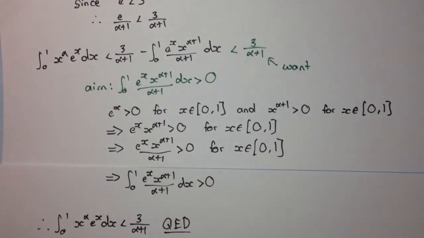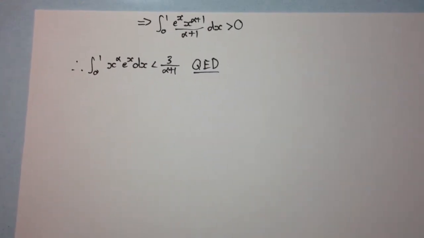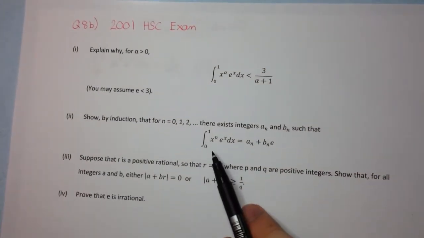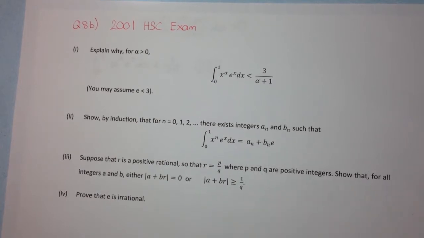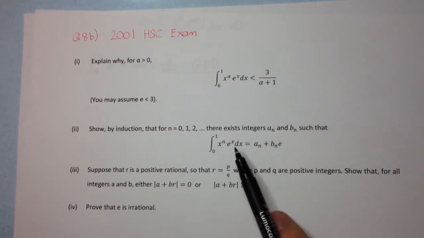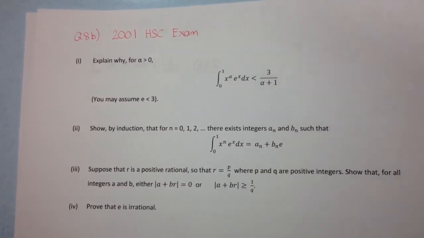We've proven what we want. Okay, let's have a look at part 2 of the question. Now, part 2 says, show by induction that there are some integers. We don't necessarily know what they are, but we need to show that there are some integers, a sub n and b sub n, that satisfy that expression there.